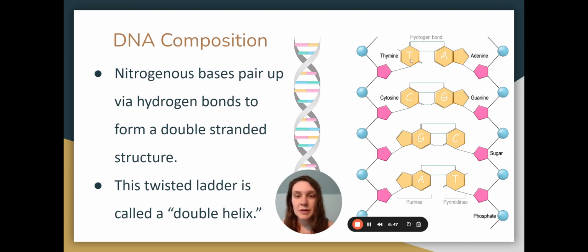So these nitrogenous bases are going to pair up via hydrogen bonds in order to form that double-stranded structure that we said we had. So this double-stranded structure can then twist around itself, forming this shape called a double helix. We're going to talk more about this backbone here.